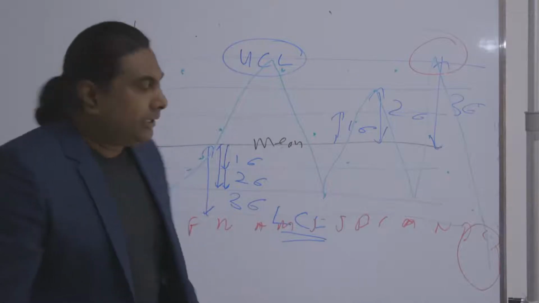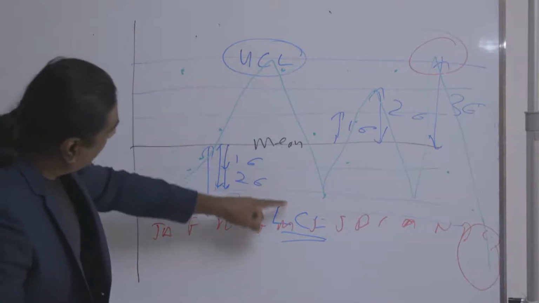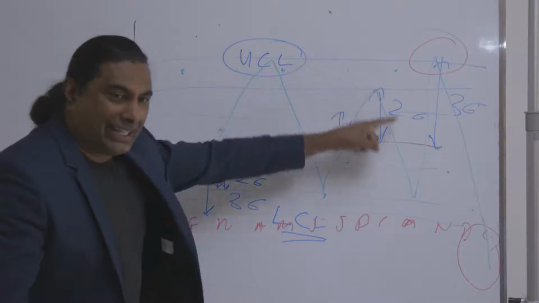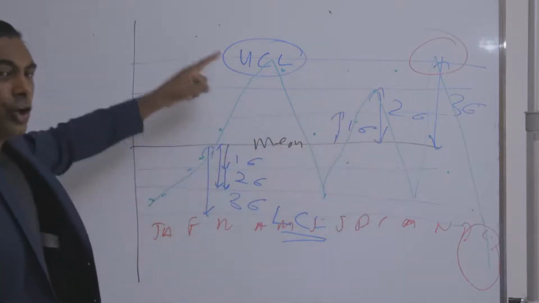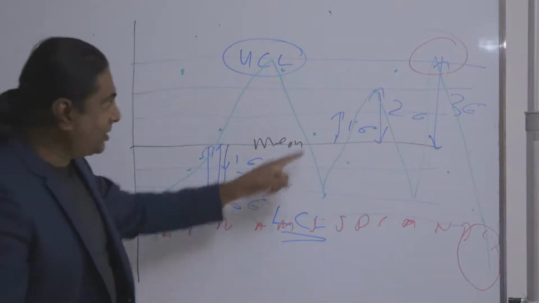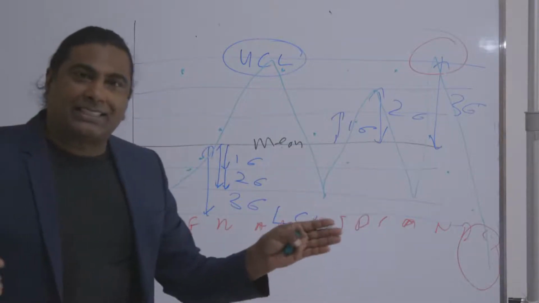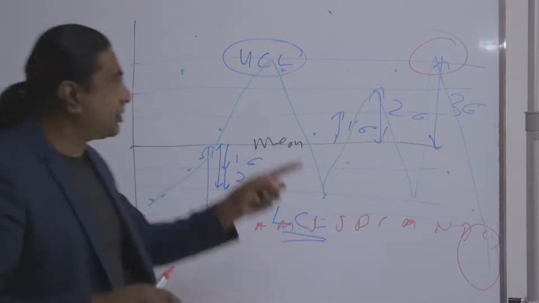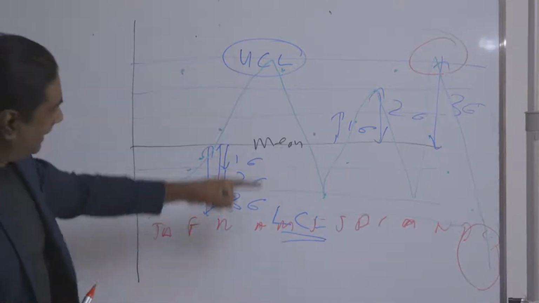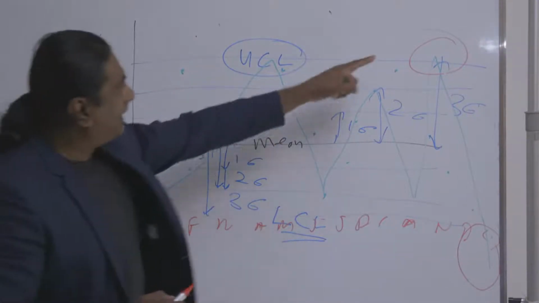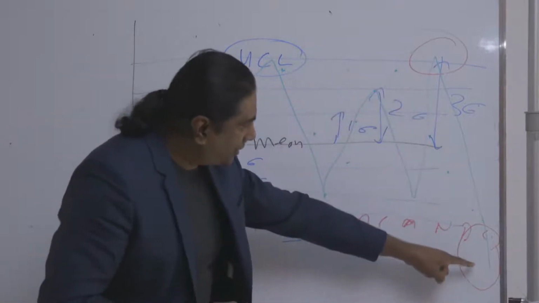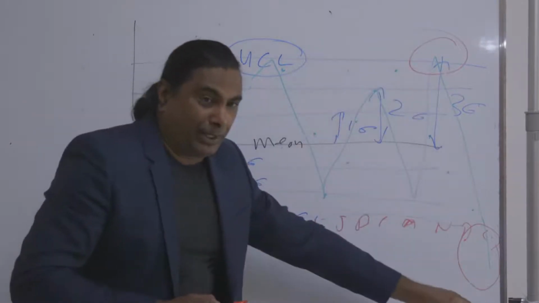Now you can see the wait time in between was like this. That's called normal cause variation. It's different, but it's acceptable. The only reason that it's acceptable is because it's between the upper control limit and lower control limit. This is special cause variation because it's above and below.